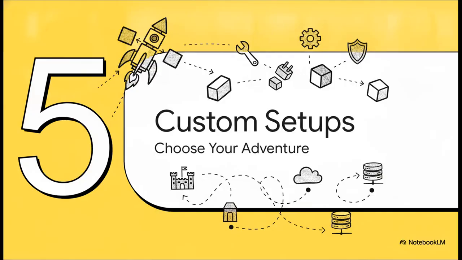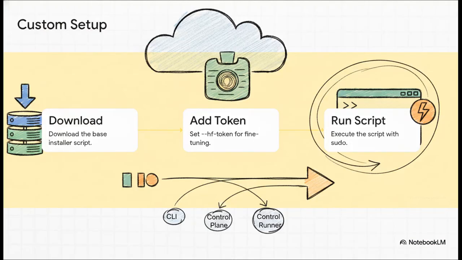Section 5 is all about custom setups. It's a bit of a choose-your-own adventure. The base install is great, sure, but real-world setups are rarely one-size-fits-all. So let's see how you can use modular flags to customize things. Say you want a standard local NVIDIA setup with text fine-tuning. You just download the script, attach the HF token flag with a valid Hugging Face token, which you'll need for models like Mistral, and then run it with sudo permissions. Boom, that spins up the CLI, the control plane, and a runner on localhost.